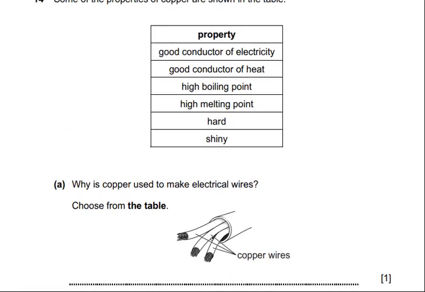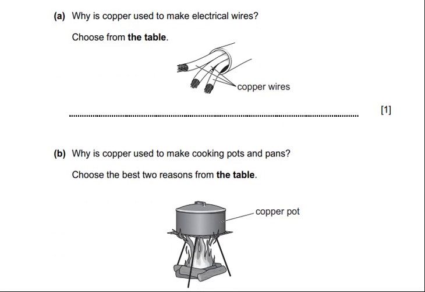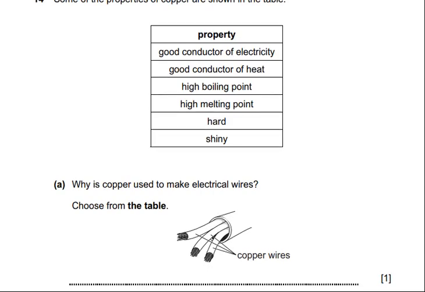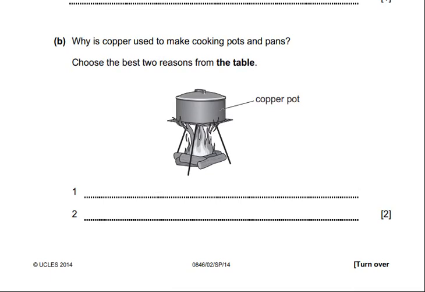First one, good conductor of electricity. Yes, this one is the right answer. You just copy it and write it here for question A, because it's a good conductor of electricity. B. Why is copper used to make cooking pots and pans? Choose the best 2 reasons from the table. Again, you have to go back to the table and choose two of them. So the right answer for this one is because it's a good conductor of heat, and for the second one we can choose because it has a high melting point.